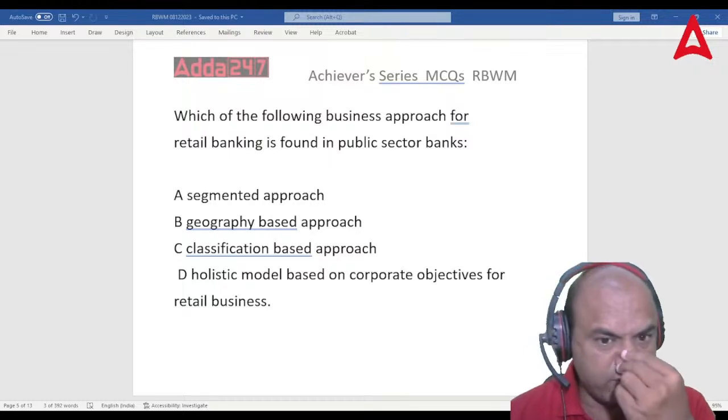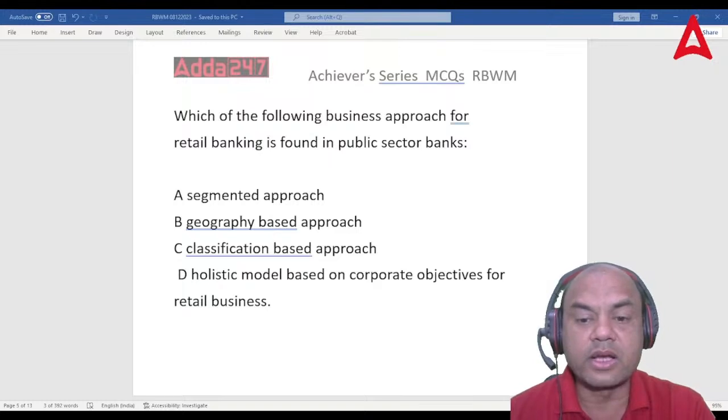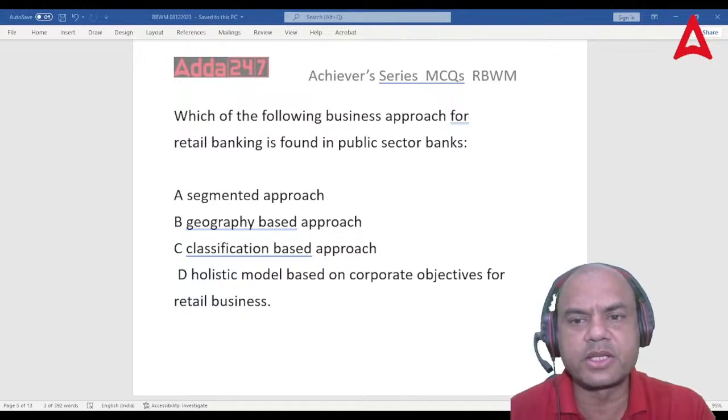What do you think should be the answer? I'll tell you what many of you will write. You'll write classification based. Okay. You'll write classification based, but that is not the answer. Think over it. Got the answer? What is the answer for this here?